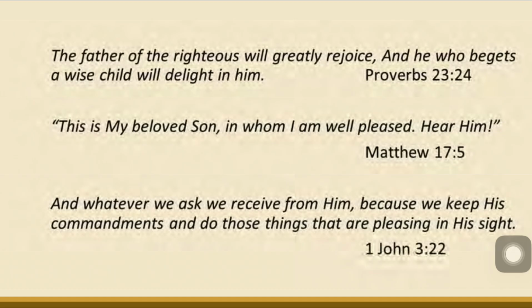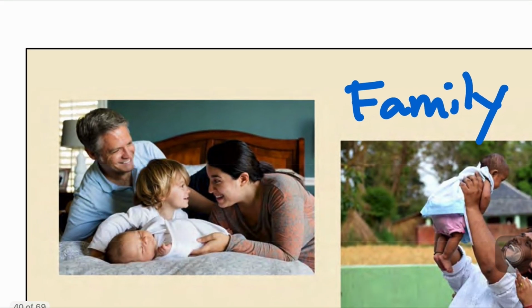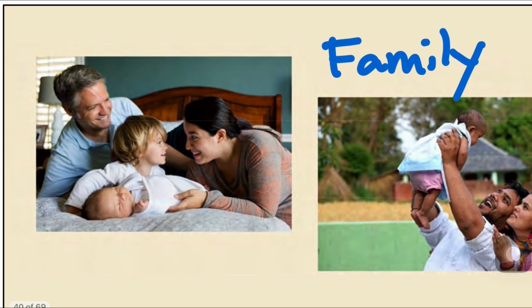And in 1 John 3:22, whatever we ask, we receive from Him because we keep His commandments. So God as a parent gives everything to His children, the needs of His children, because His children are also obedient to His commandments. In the family, we can see this. Parents are very happy taking care of their children, giving beauty to them, and the parents giving love to their children. This is how joy is created.